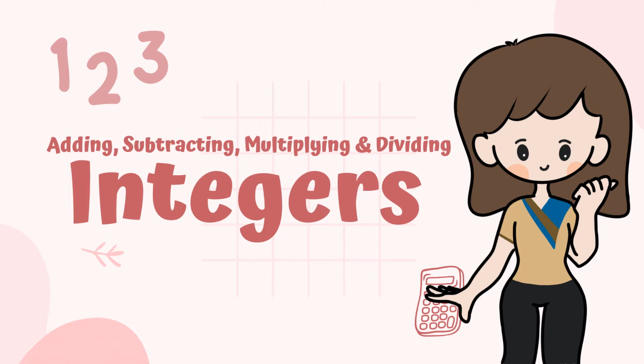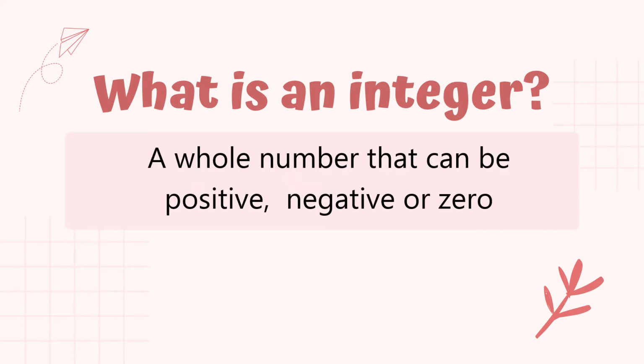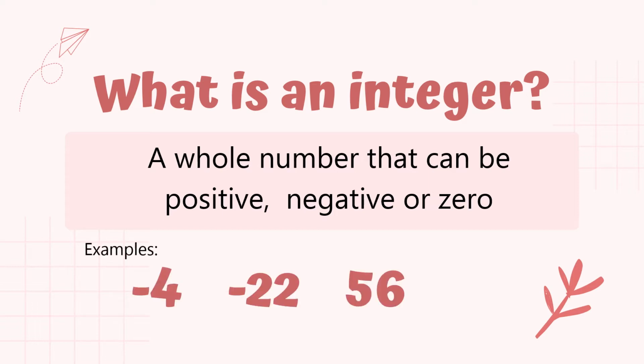This time we will learn how to add, subtract, multiply, and divide integers. So what is an integer? An integer is a whole number that can be positive, negative, or zero. For example, we have negative 4, negative 22, positive 56, and positive 99.